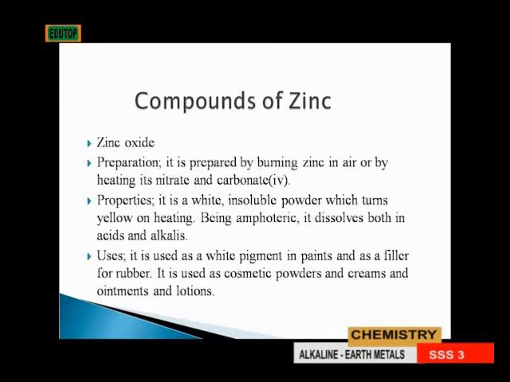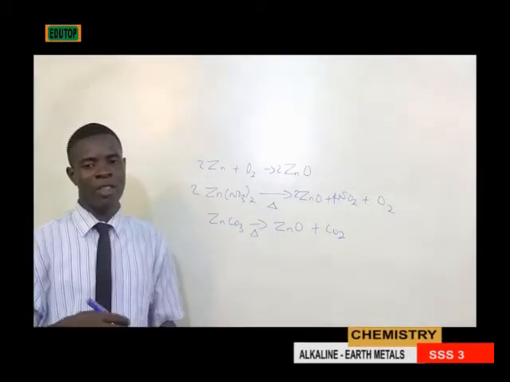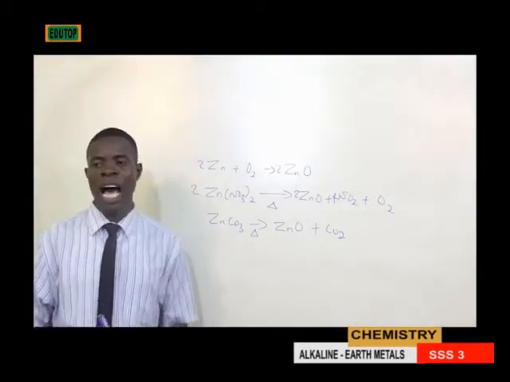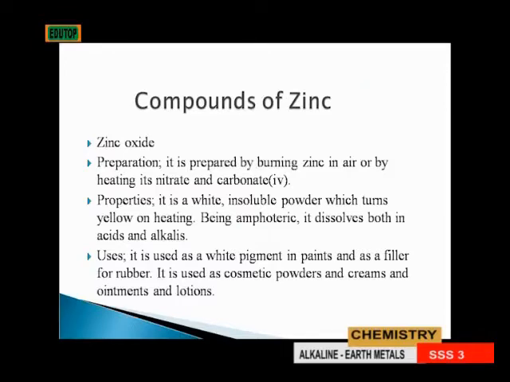It is used as a white pigment in paint. The white pigment that you have in paint is as a result of zinc oxide, and as a filler for rubber. It is also used in cosmetic powders, creams, ointments and lotions.